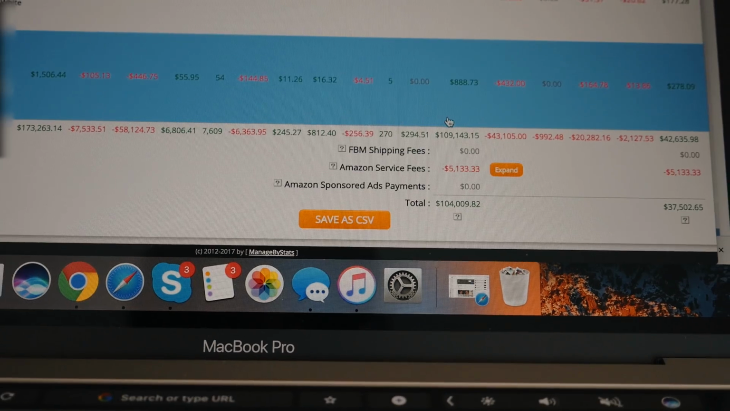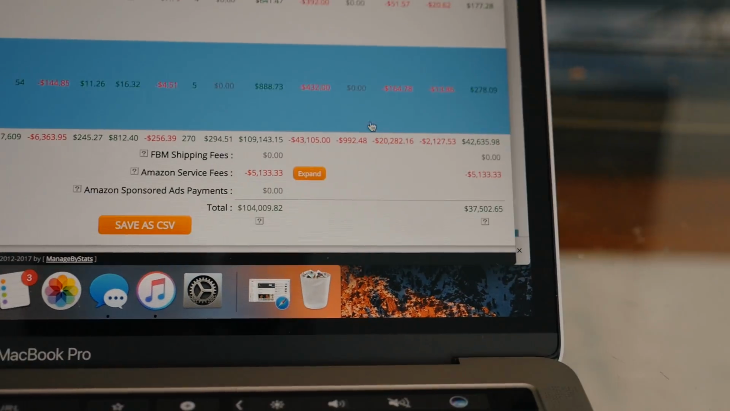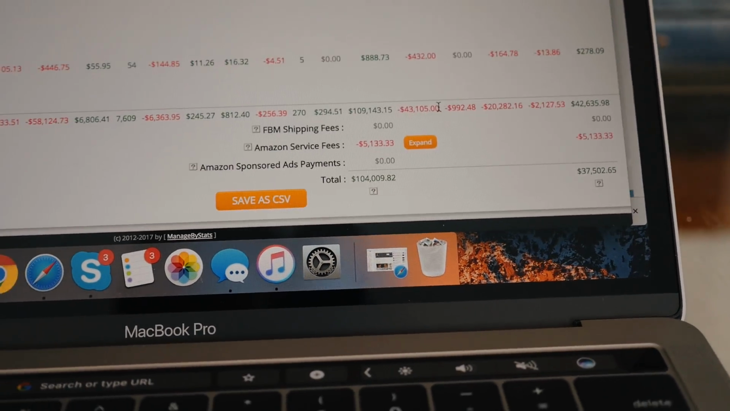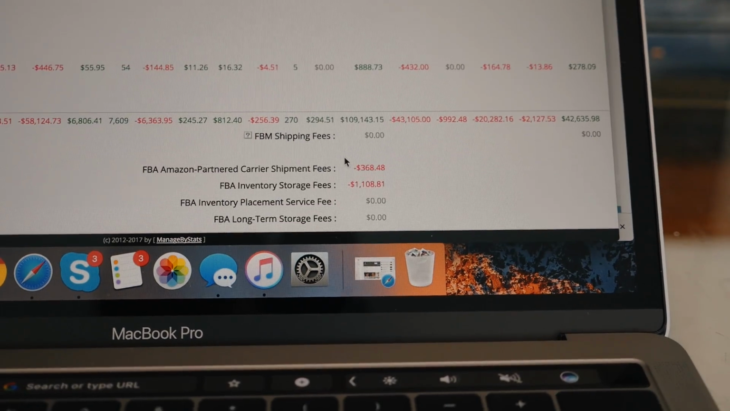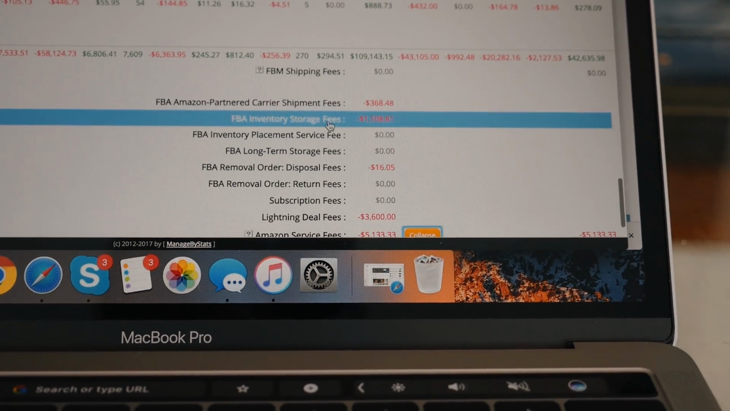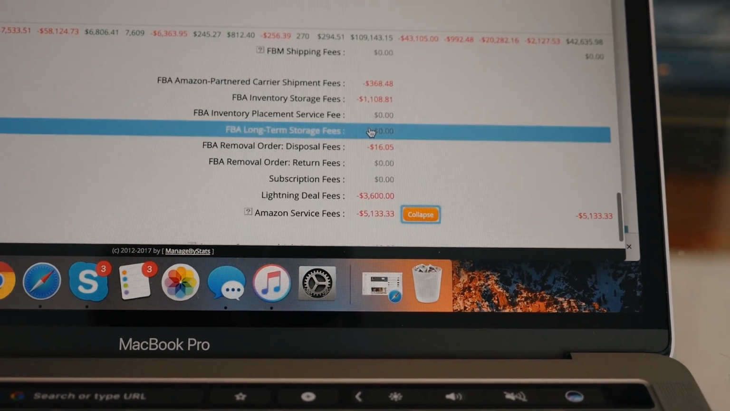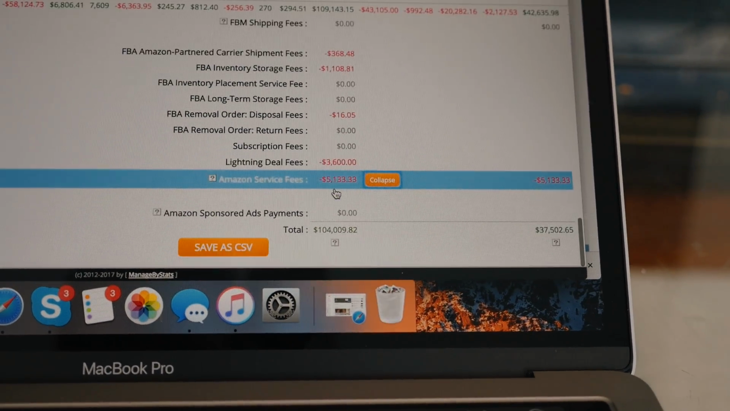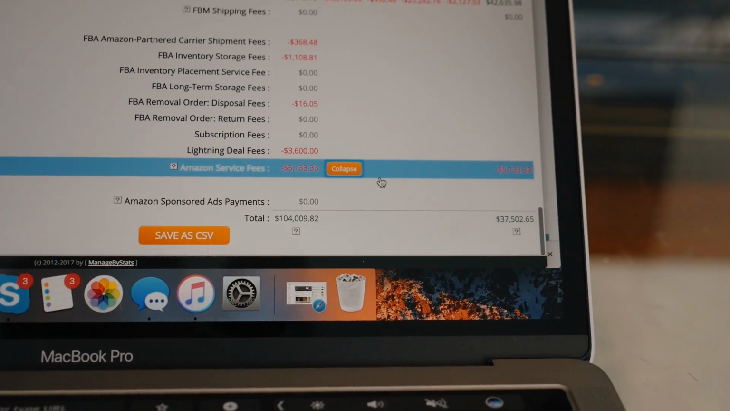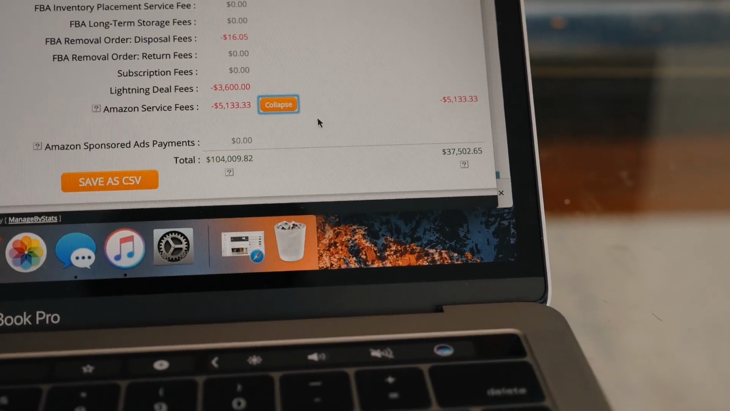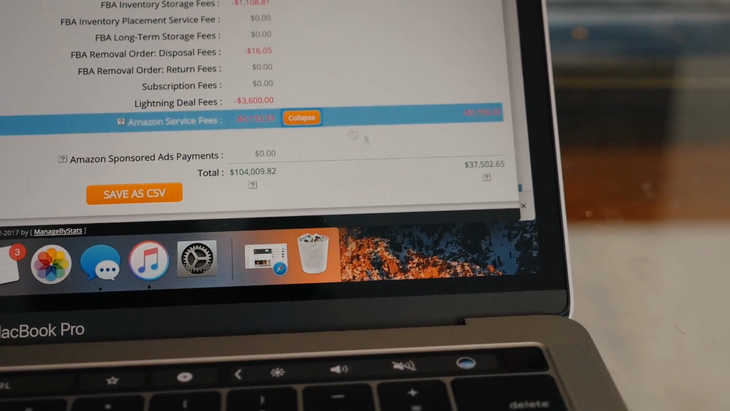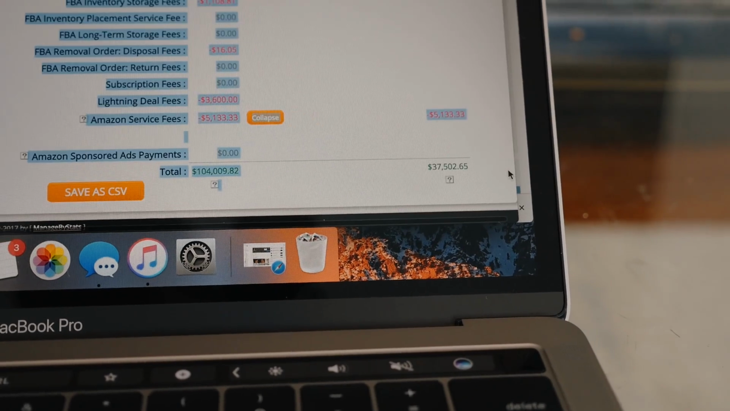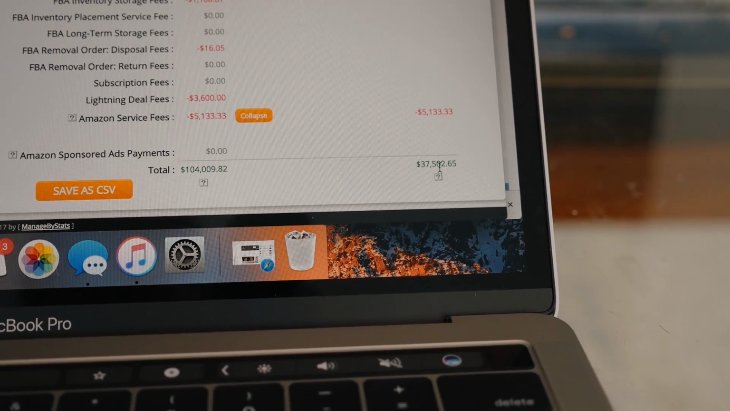I see a whole bunch of fees and different whatever. You can figure all this out. It's pretty simple. Some just shipping charges, some inventory storage fees, $3,600 in lightning deal fees. So here it is showing my profit as $37,502.